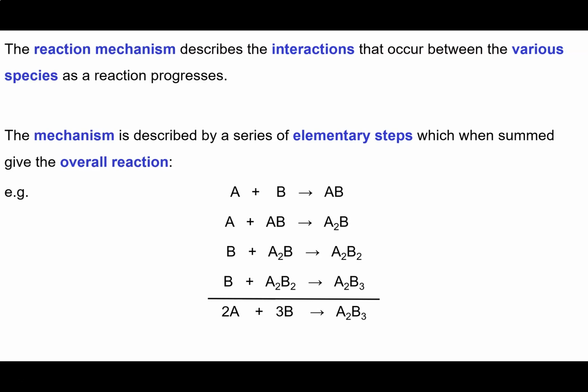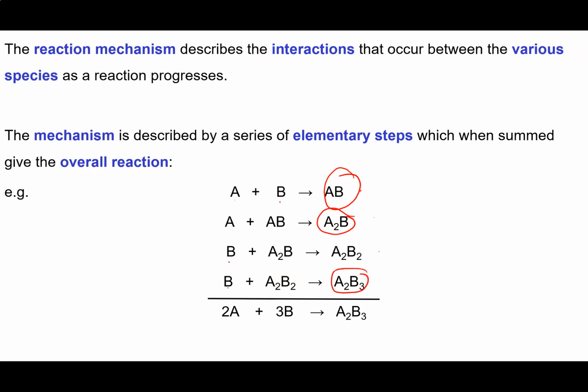So in the reaction that I had before, I've broken it down into a 1, 2, 3, 4 step mechanism. In the first step, 1A collides with 1B to form AB. In the second step, an A collides with the AB formed in the first step to form an A2B. In the third step, a B collides with an A2B to form A2B2. And then in the final step, a B collides with the A2B2 formed in the previous step to form our final product.